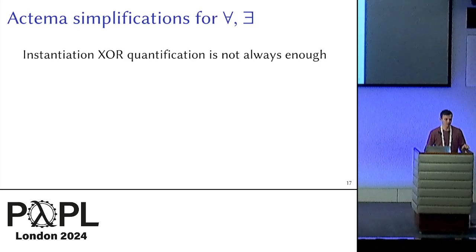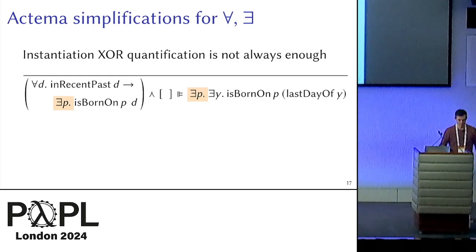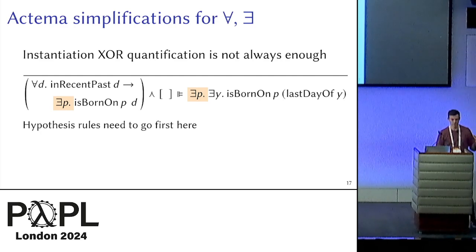So in the tricky example, where we have for all days in the recent past, there's a person born on this day, you will notice that first we need to choose which rules we will apply first. If you've done some of these intuitionistic logic proofs, you know that you first need to destruct the existential in the hypothesis before you can instantiate the witness. So we need to prioritize the hypothesis rules.